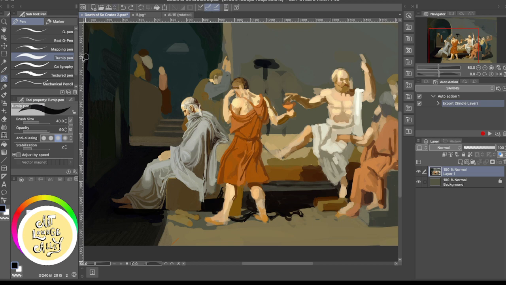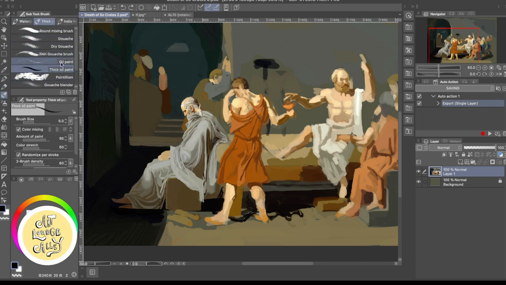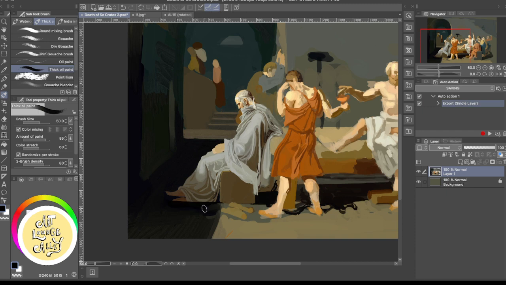And I'm not sure. Yeah, I didn't select the right one. I was like, why am I not getting any sort of gradation here? Thick oil paint. That's what I was looking for. That's more like it.